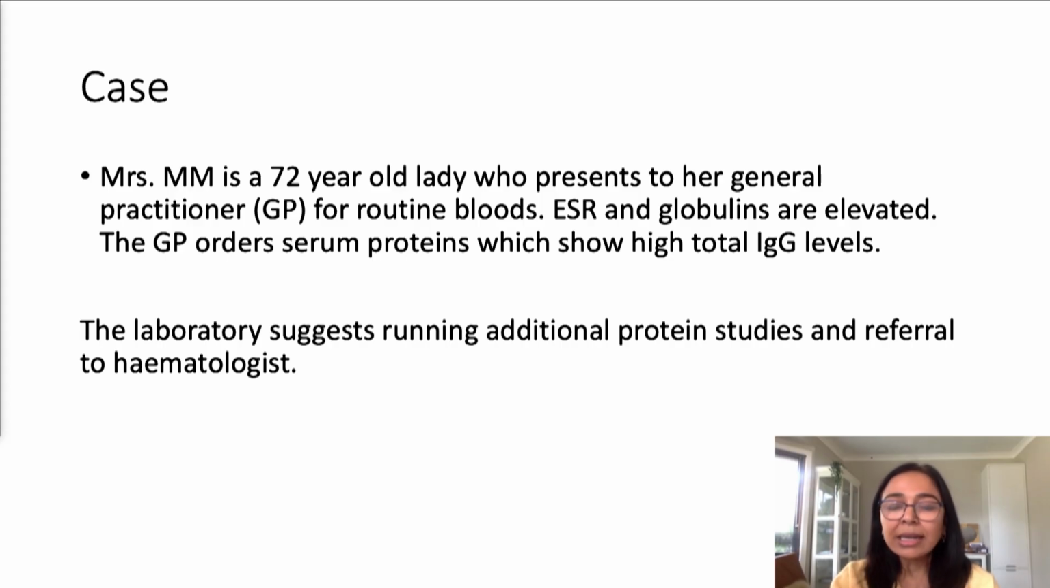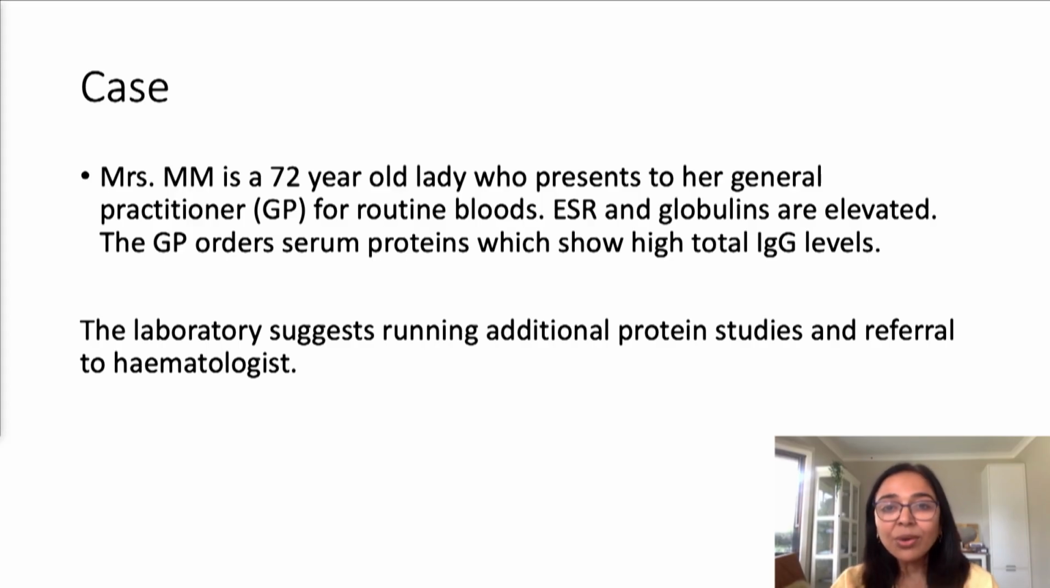ESR, which is an inflammatory marker, is elevated in her case, and she has a liver function test done as part of her routine investigations, and that shows that there is an increase in globulins. So normally, as part of liver function tests, you get two protein components that are listed. One is albumin and one is globulin. So the globulins in her case were increased.